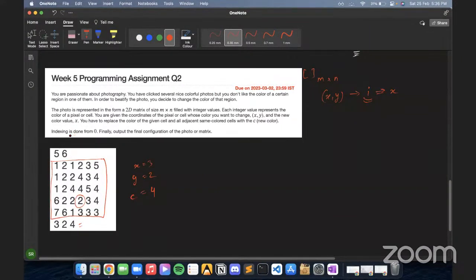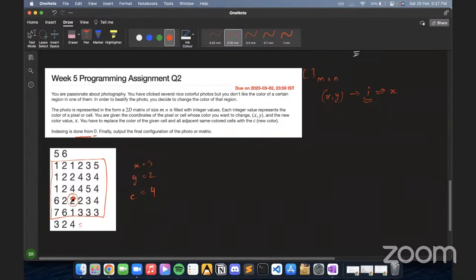Because indexing is done from 0. So this is 0, 1, 2, 3, and this is 0, 1, 2. So the index is set, indexing is done from 0. If you consider the rows 0, 1, 2, 3, and the columns 0, 1, 2, this would be the pixel or the cell whose color we want to change to 4. Earlier it is 2, right? Now we want to change it to 4.